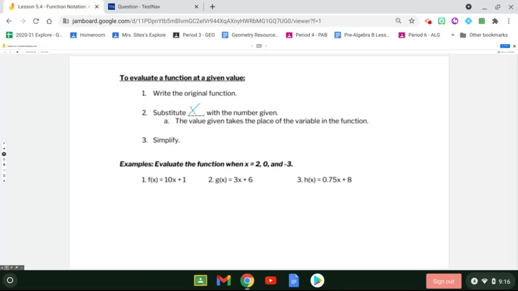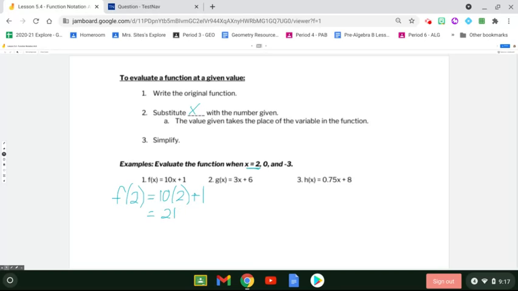So for example, in the first function, we have f of x equals 10x plus 1. So first, we're going to evaluate this function when x equals 2. According to these directions, I evaluate it by plugging in a 2 anywhere I see an x. So I'm going to evaluate this f of 2. I'm going to plug in a 2 here and then do order of operations. So f of 2 would equal 10 times 2 is 20, 20 plus 1, 21.